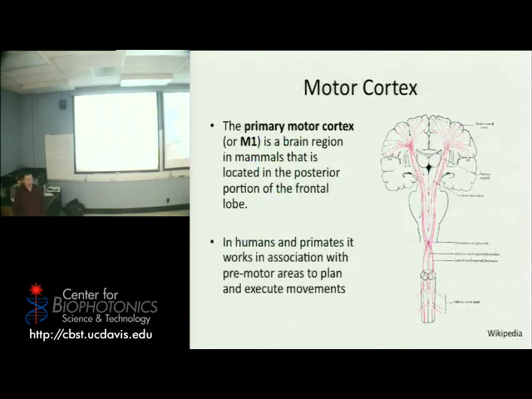Another one, and this one is actually quite hot right now, is having to do with the motor cortex. So the primary motor cortex, which we call M1, which is up in here, is the region of your brain that basically controls your motor function. In humans and primates, it works in association with the premotor cortex to plan your movements. And so if you want to move your arms, information comes from your motor cortex down into your spinal cord, and you execute the actual movements.